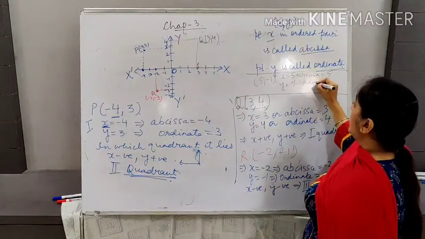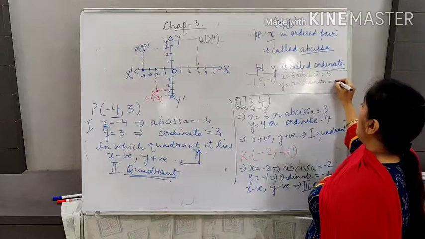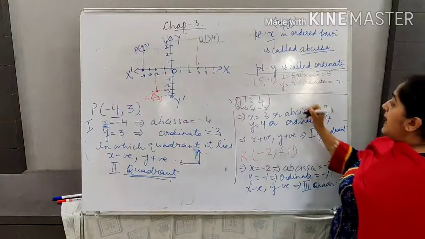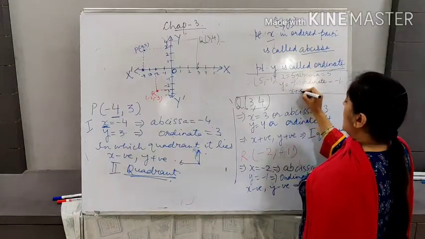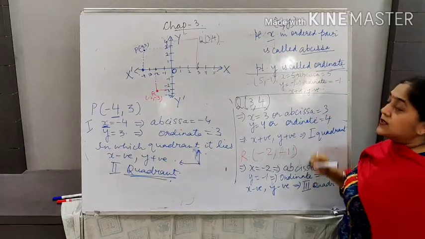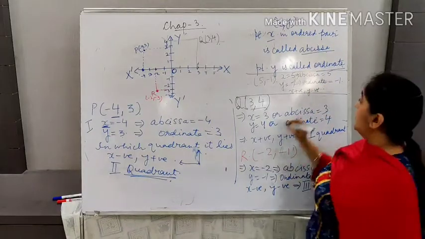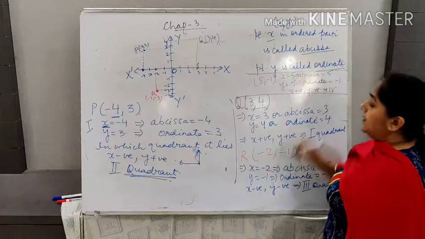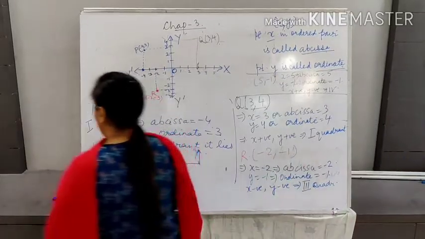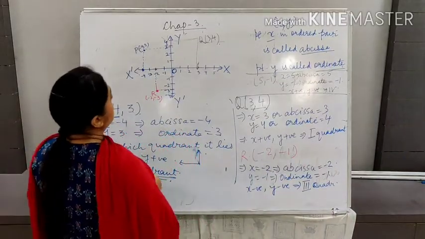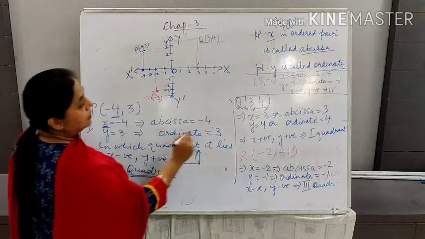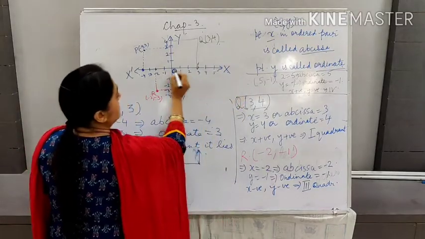Y is ordinate. Y को क्या बोलते हैं? Ordinate. Minus 1. अब x पॉजिटिव और y नेगेटिव. x पॉजिटिव और y नेगेटिव कौन से क्वाड्रेंट में होता है? Fourth quadrant. In which quadrant it lies? It lies in the fourth quadrant. So let us plot in the fourth quadrant 5, minus 1.